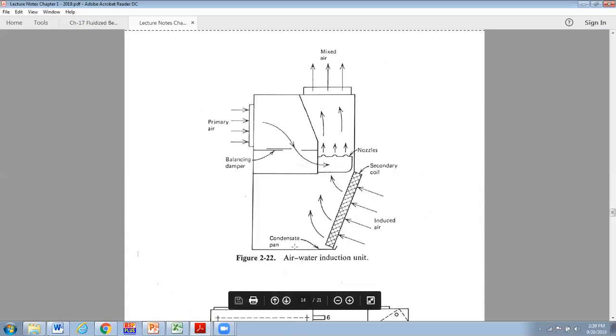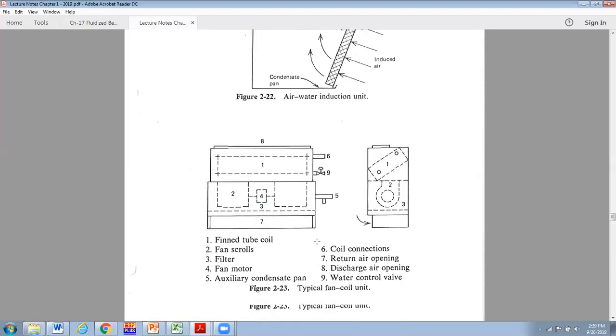And there is a condensate drip pan in the bottom of this, because in the summertime, you put some fairly cool water through this, some chilled water, then you can get moisture condensing on the outside of the coil. So that's kind of what an induction unit is.